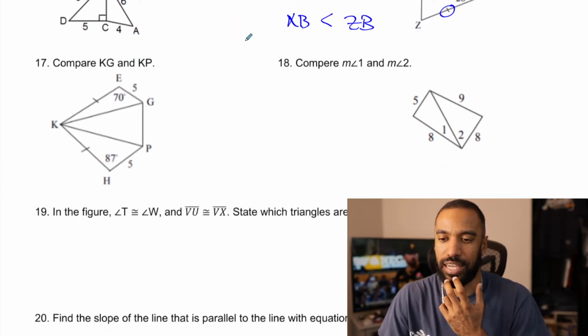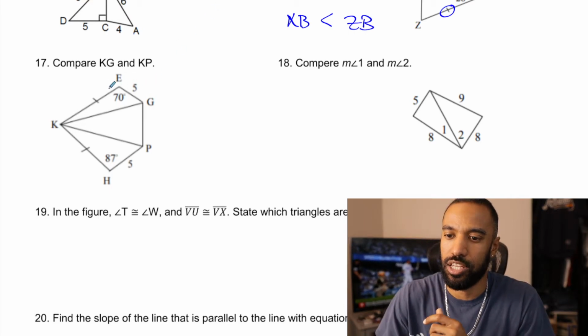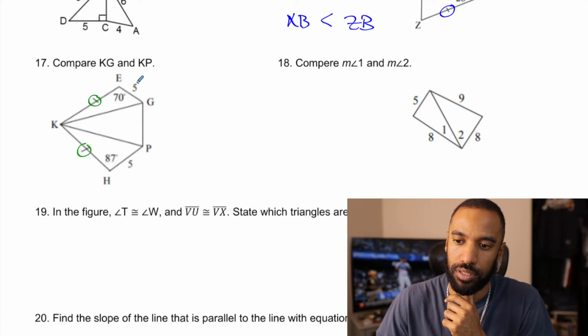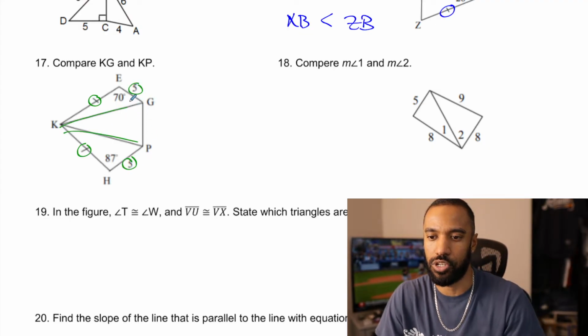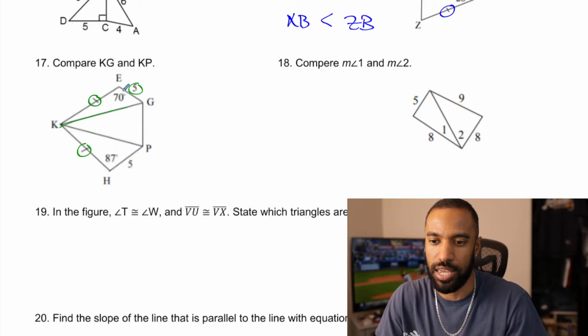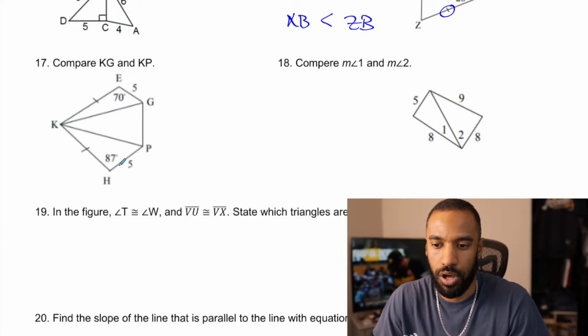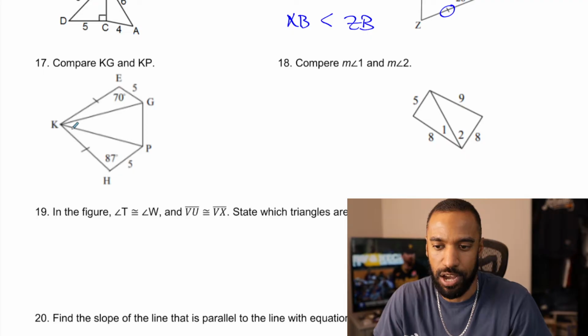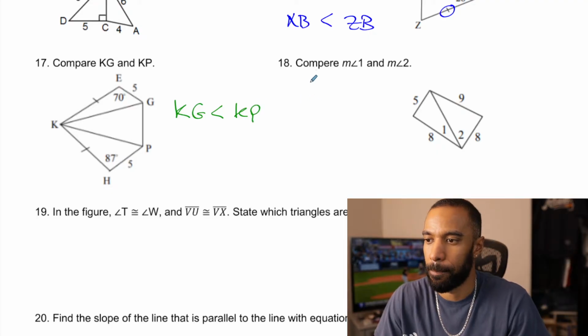Compare KG and KP. Okay, again, we have two things being equal here, equal, and then equal. Now we got to compare KG and KP right here. These are opposite these angles. Opposite KG is this angle 70 degrees. Opposite KP is the angle 87 degrees. With all of the things being equal, this thing widens out more. That makes KP larger than KG. So KG is smaller than KP lengthwise.